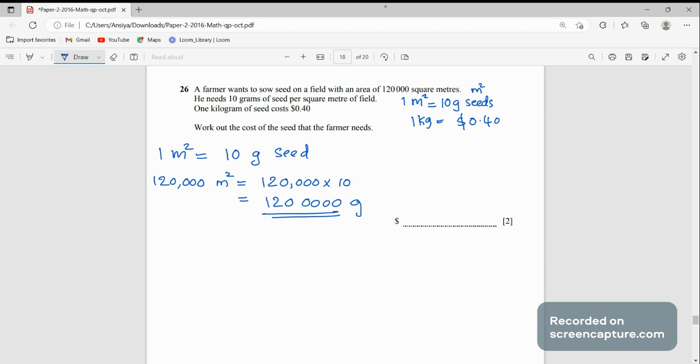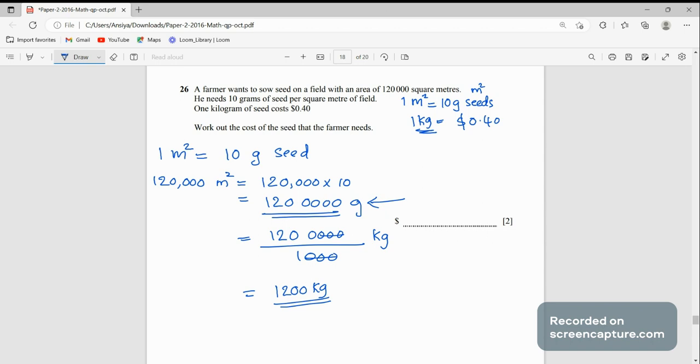But the cost is given in kilograms. So this grams change to kilogram. Gram to kilogram unit conversion is divide by 1000. So this number you need to divide by 1000 to change it to kilogram. So you can simply cut the three zeros. So what remains? 1200 kg of seeds he needs for farming.